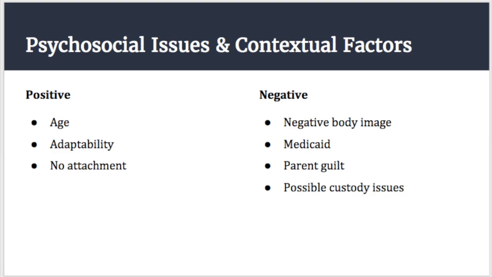Some of the negative factors are a negative body image, since it doesn't look normal for a 3-year-old, and he does not have private insurance, so Medicaid will be paying for his prosthesis, and they may not cover the highest functioning level that he could achieve, such as progressing to a K4. There's also parental guilt and possible custody issues. Since his parents are divorced, this could place a burden on the consistency in his treatment.